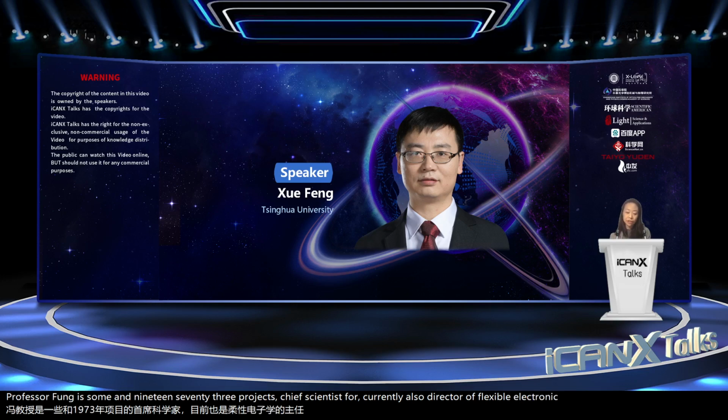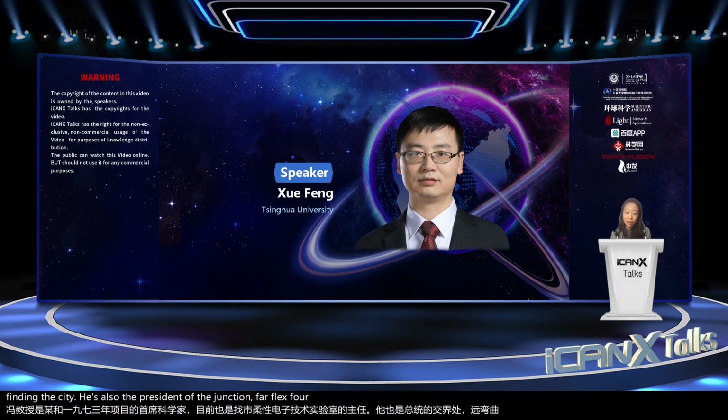Professor Feng is a 973 project chief scientist, currently also director of the Flexible Electronic Technology Laboratory of Tsinghua University. He is also the president of the Zhejiang Tsinghua Flexible Electronic Technology Research Institute. Professor Feng's research is on solid mechanics and flexible electronic technology. He has published more than 260 SCI papers, including many in Nature Materials, Science Advances, and Advanced Materials. He also holds 190 national invention patents and 9 software copyrights.